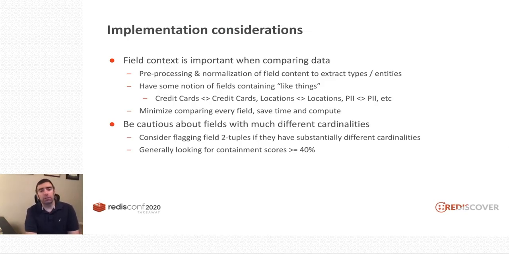And then generally, we're looking for containment scores above or equal to 40%. I'm saying that anecdotally, based off of the work that we've done and the type of data we're processing. It's really important to set your expectations early. Our expectation is that we're looking for massive overlaps in data sets. We're not looking for needles in the haystack. So if you have 2 ginormous data sets and you want to just see if a handful of records of one exists in the other, this is not the solution for you.